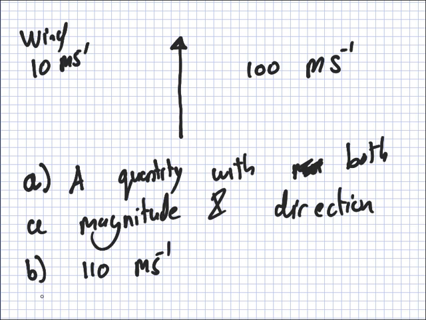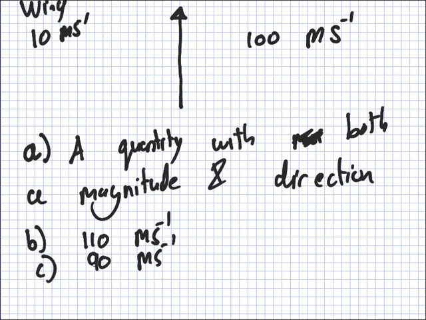Is the next part, what's the slowest? Oh man, what is it? 90. Alright, good stuff. And then what's D? Give the magnitude of the resultant velocity of the airplane if the wind is blowing from west to east.